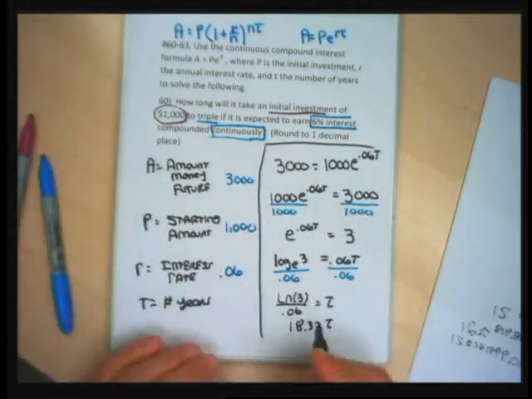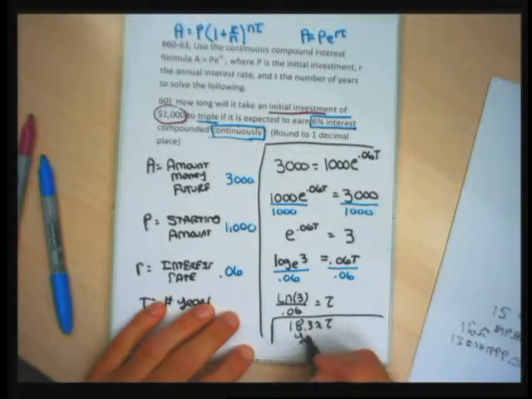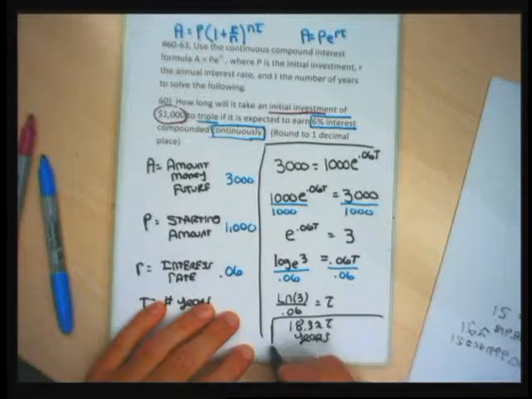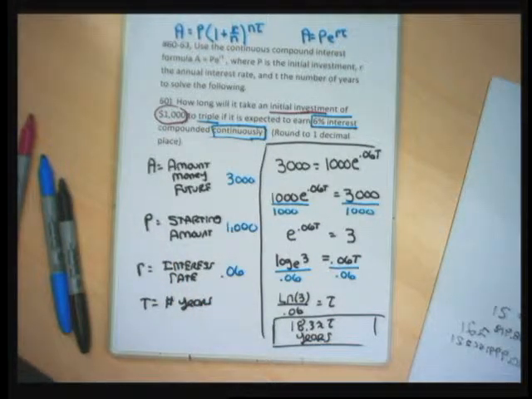So I'm ready to write my answer, and I'm going to write the word years. So it's going to take about 18.3 years for my $1,000 to triple and grow to $3,000.